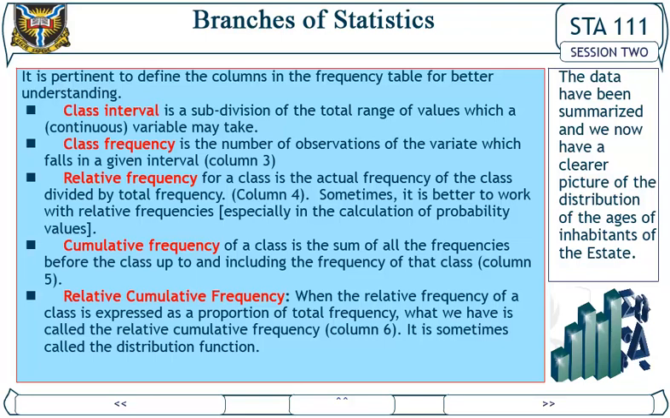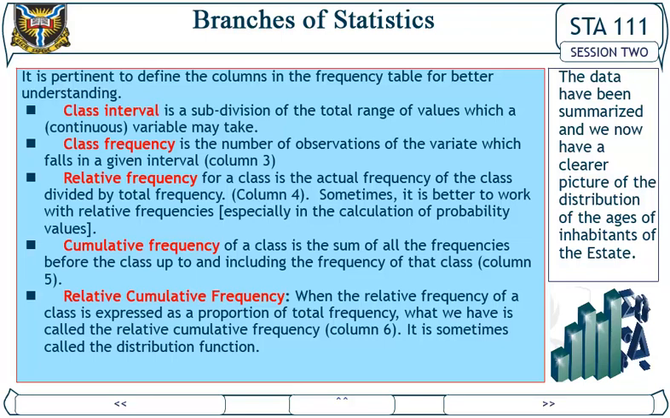Sometimes it is better to work with relative frequencies, especially in the calculation of probability values. Cumulative frequency of a class is the sum of all the frequencies before the class up to and including the frequency of that class, column 5. Relative cumulative frequency: when the relative frequency of a class is expressed as a proportion of total frequency, what we have is called the relative cumulative frequency, column 6. It is sometimes called the distribution function.